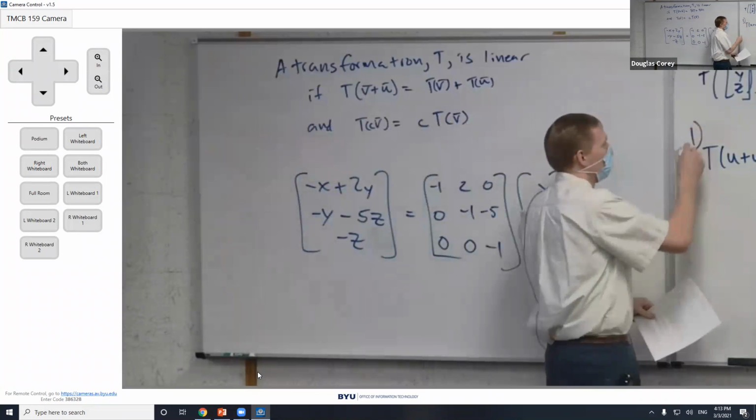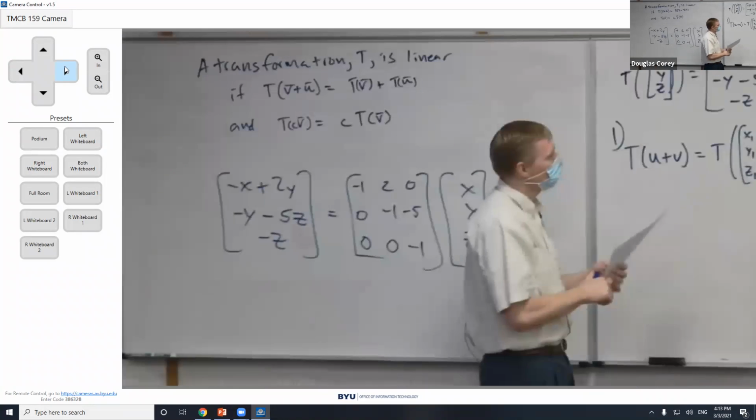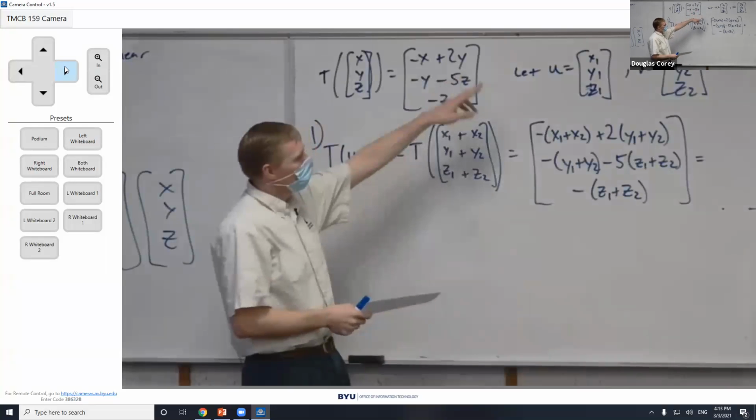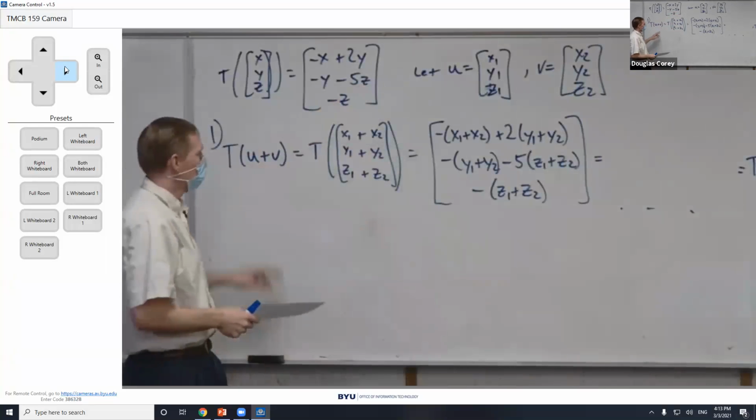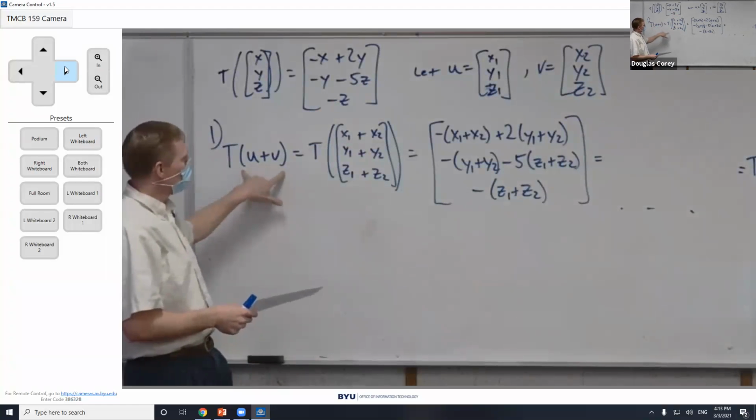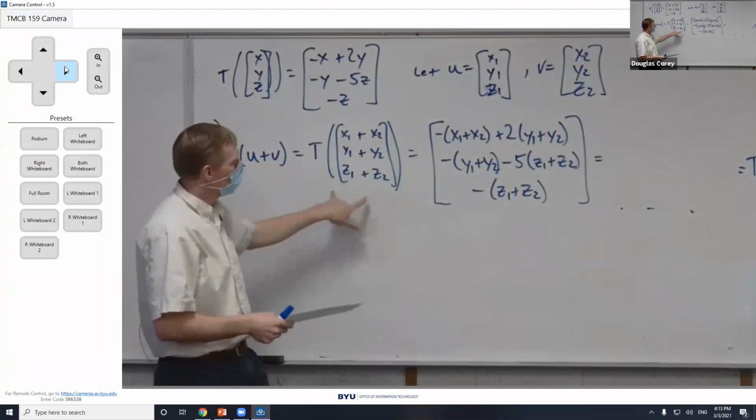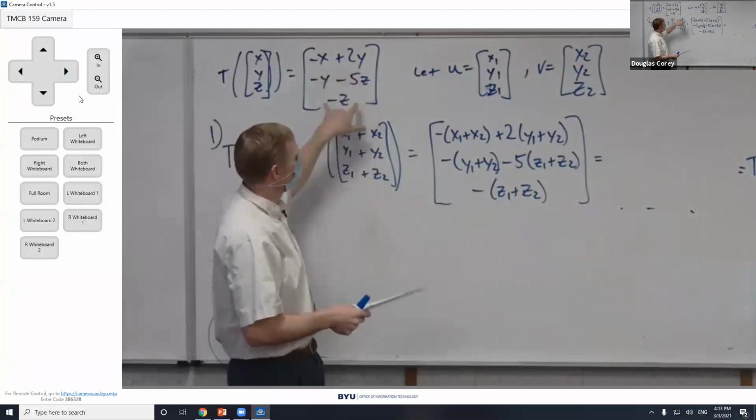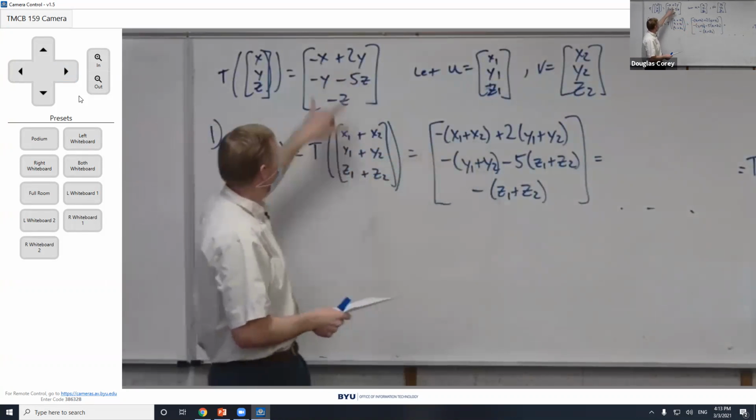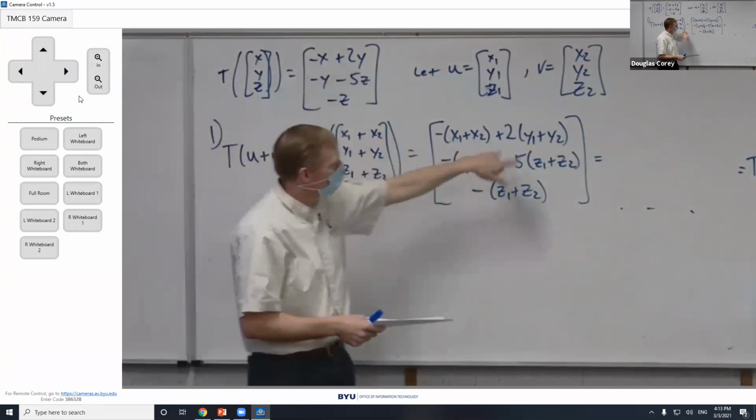I'd like to show the first one. I picked two vectors, u and v, and just called them x1, y1, z1 and x2, y2, z2. And I started to look at, hey, what is T of u plus v? Well, here's u plus v right here. And then everywhere there was an x, I put in x1 plus x2. Everywhere there was a y, I put in y1 plus y2.